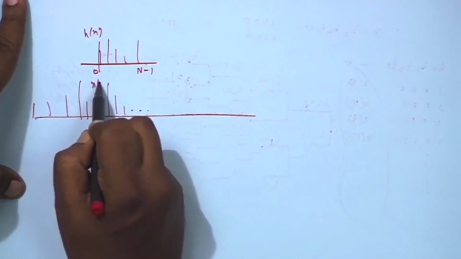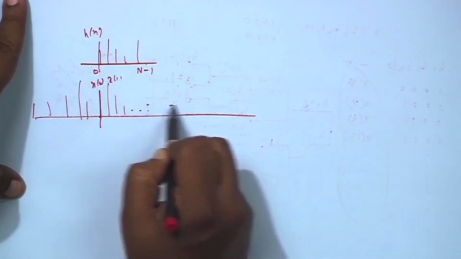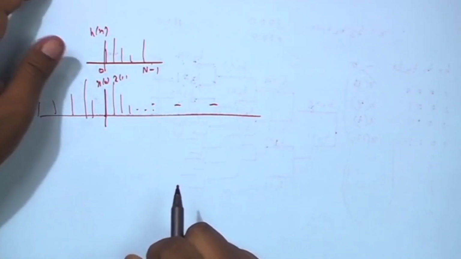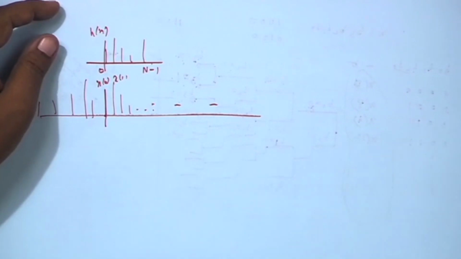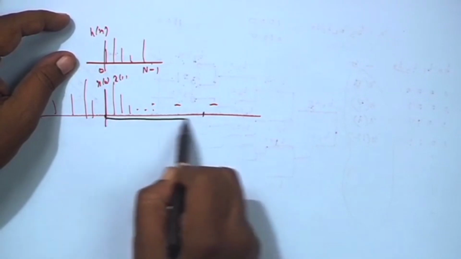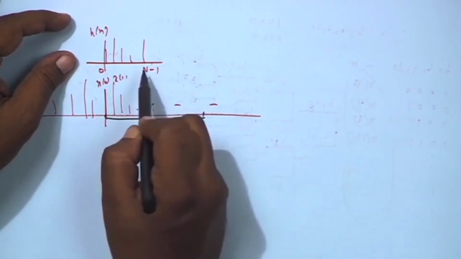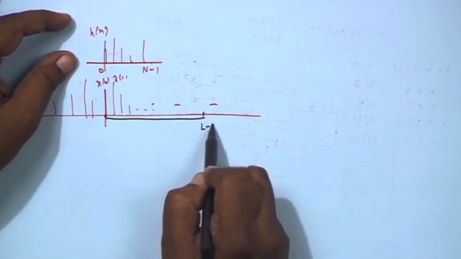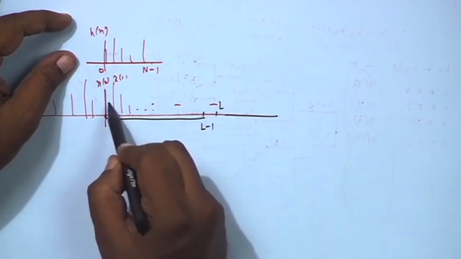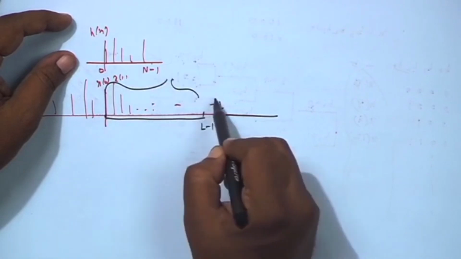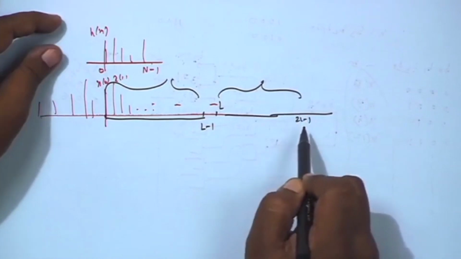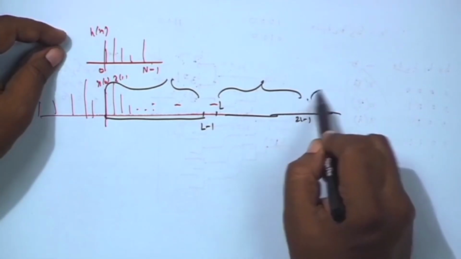This is your x 0, x 1, dot dot dot. You want to convolve them. Then one way to convolve is that this sequence, suppose you break it into some blocks: 0 to L minus 1, then the next one is L to 2L minus 1, another block, then another block.